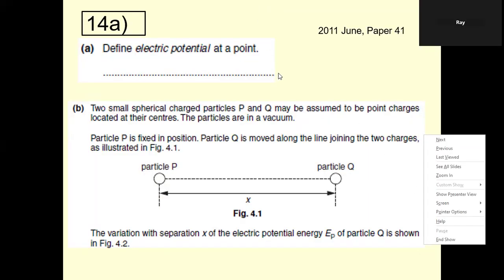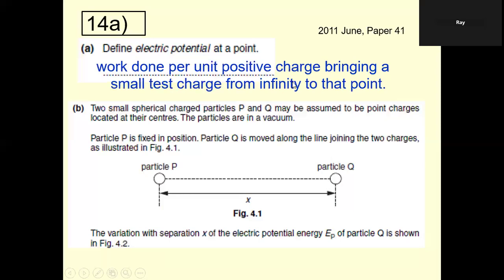Same definition, memory work. Two spherical charges P and Q may be assumed to be point charges located at their centers. The particles are in vacuum. Particle P is at a fixed position. Particle Q is moved along the line joining the two charges as illustrated in the figure. The variation with x of the electric potential energy of Q is shown. Q is the one that is moving. P is the one that is fixed in position.